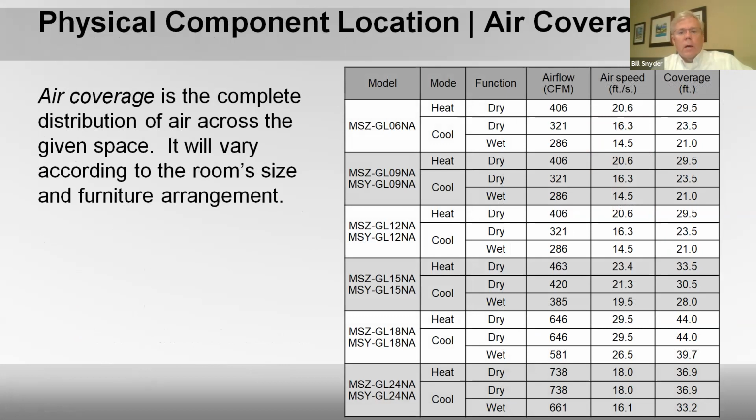Air coverage, this is out of the little service guide that I talked about. And this is showing the airflow on the units with a wet and a dry coil. So in the winter, when that's in the heat mode, it will throw this many CFM, an average of a coverage of 29.5 feet. That same unit in the summer, when that coil is wet and dripping with water, will only throw the air about 21 feet. So you lost a little bit of throw on a wet coil.